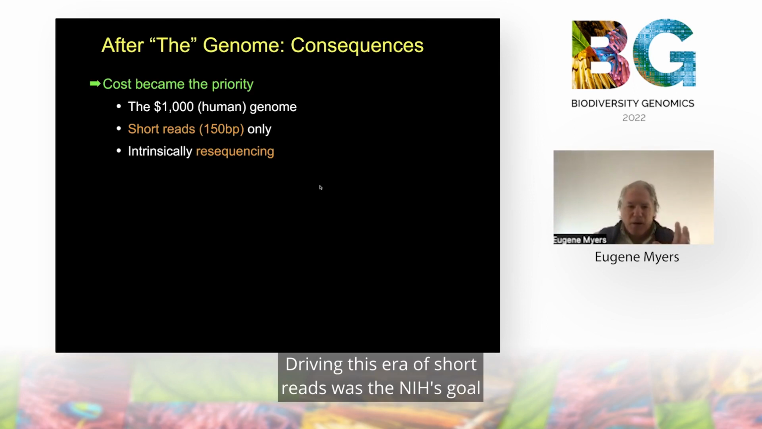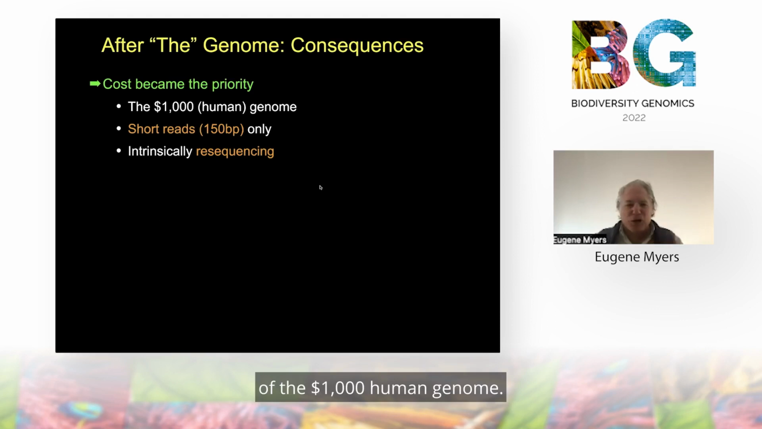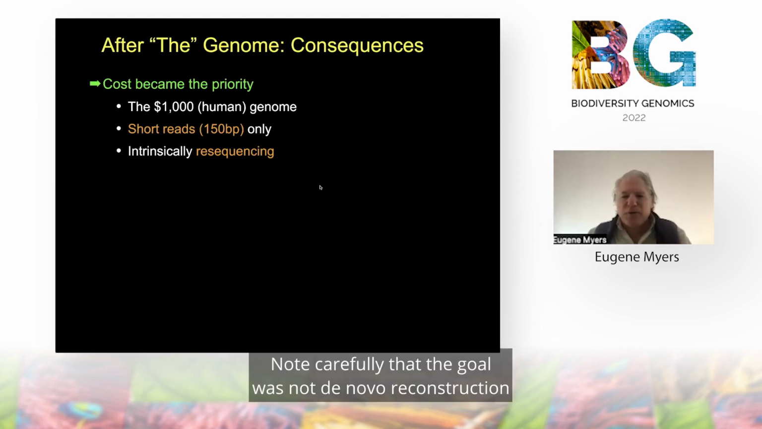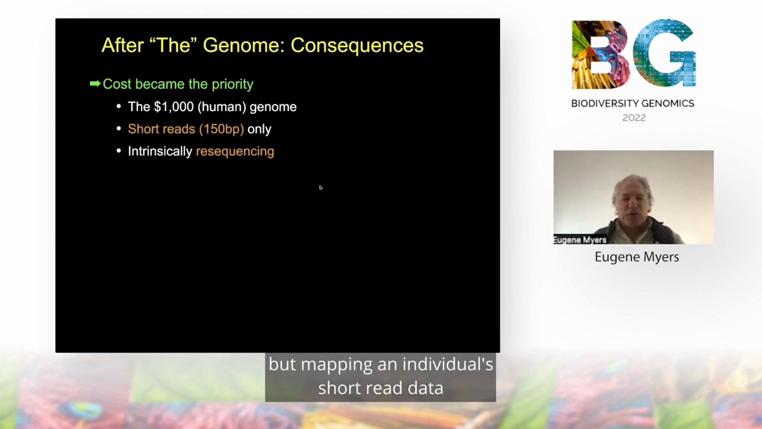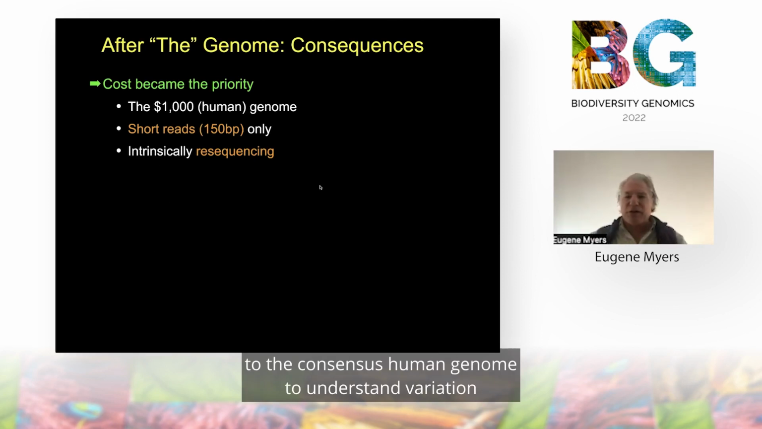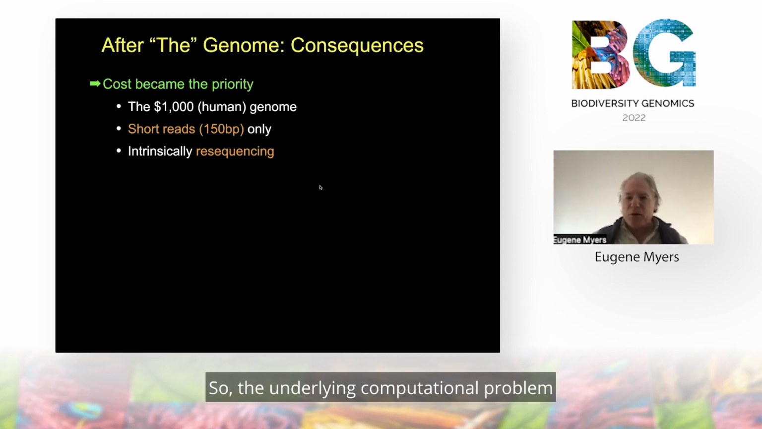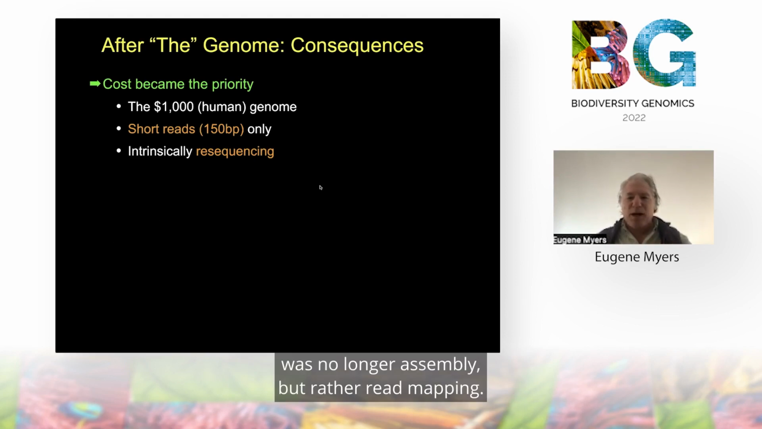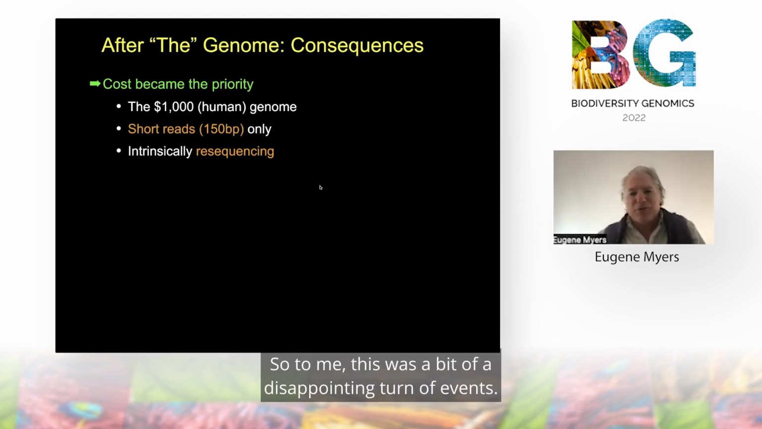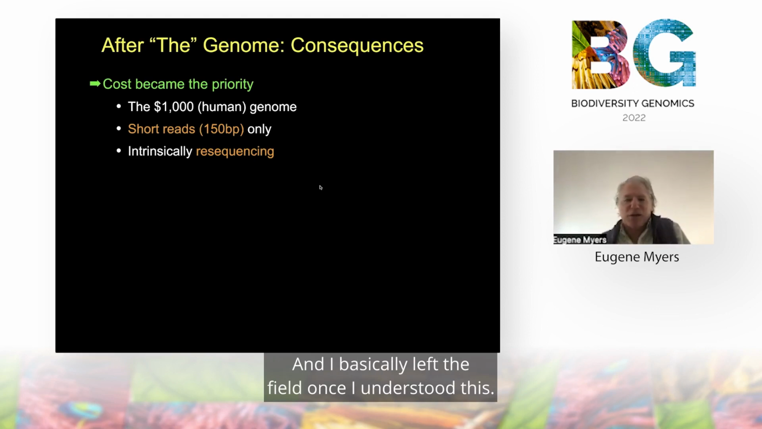Driving this era of short reads was the NIH's goal of the $1,000 human genome. Note carefully that the goal was not de novo reconstruction of an individual's genome, but mapping an individual's short read data to the consensus human genome to understand variation in the human pangenome. So the underlying computational problem was no longer assembly, but rather read mapping. So to me, this was a bit of a disappointing turn of events, and I basically left the field once I understood this.